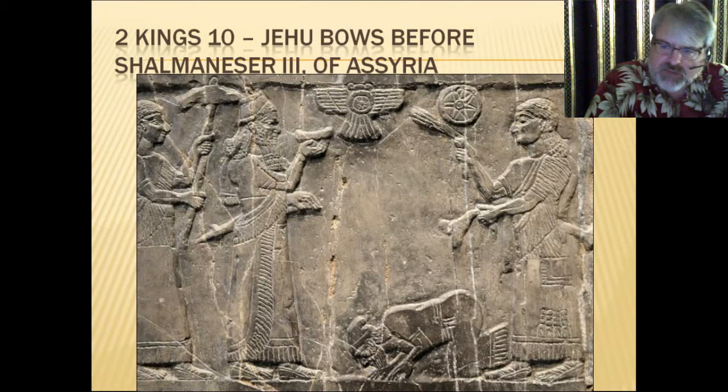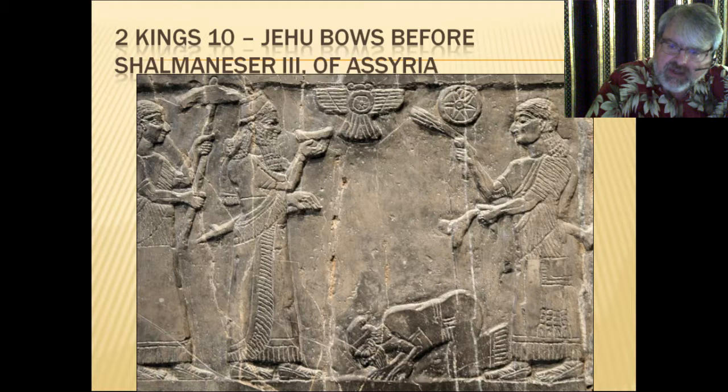Another piece, this is a relief of King Jehu. King Jehu is bowing here before Shalmaneser III of Assyria.